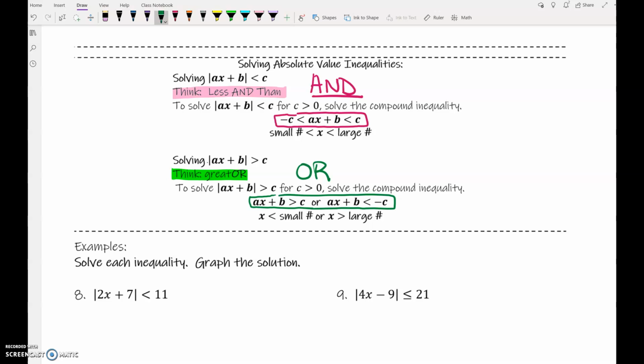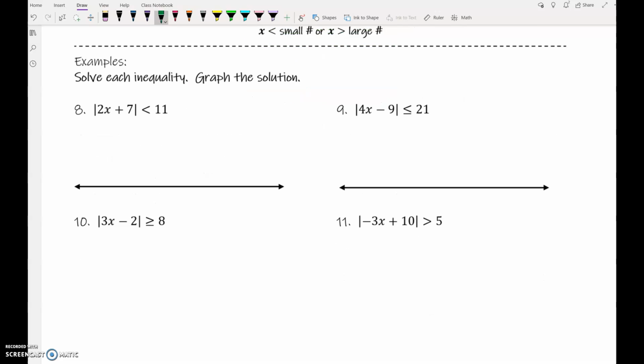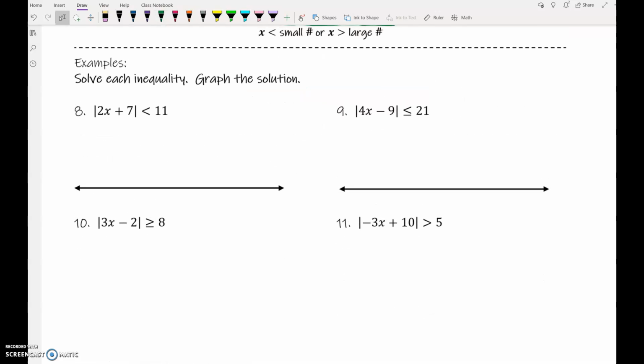So in our examples, we're going to do 2 and inequalities and then 2 or inequalities so you can practice both of those. And then we'll talk about something involving negatives, and then we'll have time to work on our assignment. Number 8 and number 9 are both less than inequalities. So right above this, I would like you to write and, so you remember that less than is always an and inequality.